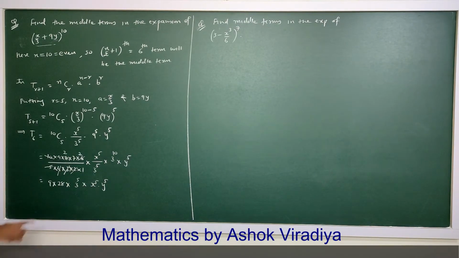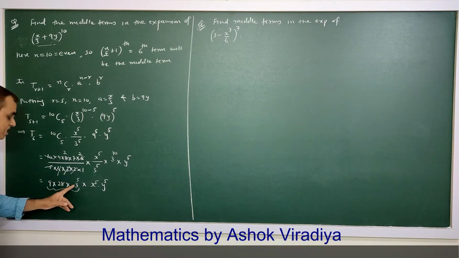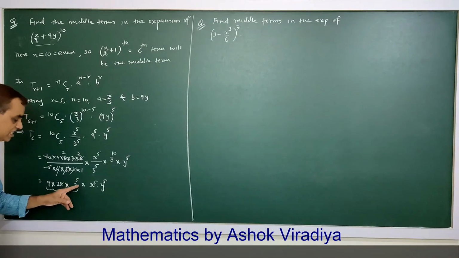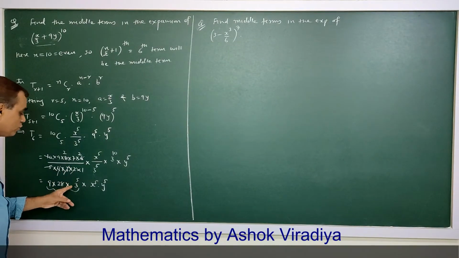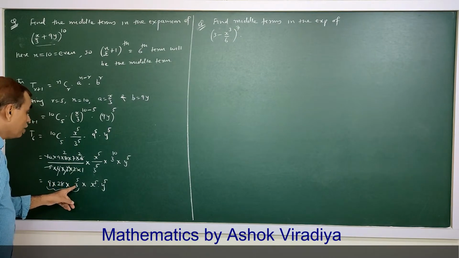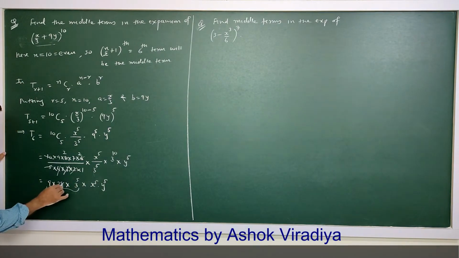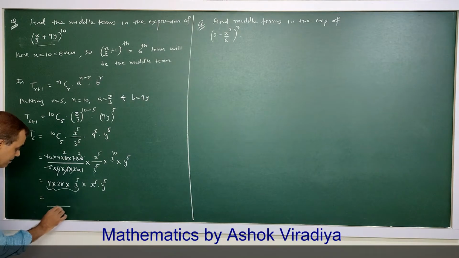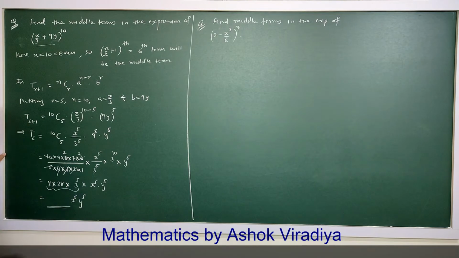So this is 3 raised to 7 into 9 into 28. This can be calculated using a calculator. 3 raised to 5, that is 3 into 3, 9 into 3, 27 into 3, 81 into 3, 243. 243 into 9 into 28, 9 into 28 into 243. This can be calculated into x raised to 5, y raised to 5.